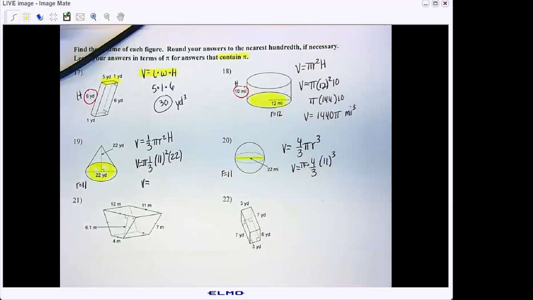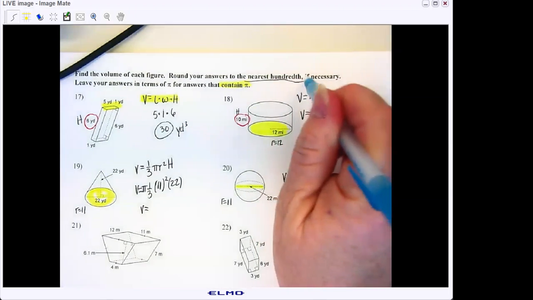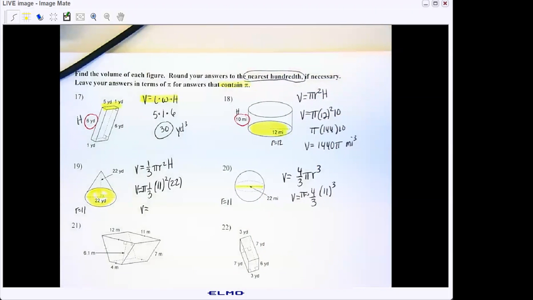On 19 and 20, they tell you you can use like a calculator and just round it to the nearest hundred. I don't mind if you leave it in a fraction.